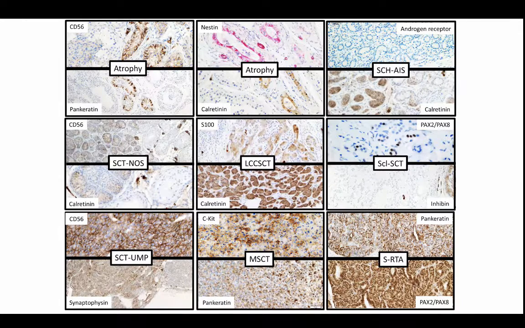Similarly, their Sertoli cell lesions show kind of a phenotype akin to the atrophic tubules, where we see gain of expression of CD56, calretinin. Large cell calcifying Sertoli cell tumor, we have a strong calretinin expression and also some S100 expression. Sclerosing Sertoli cell tumor was the only tumor that lost inhibin expression, so that's aberrant. And also showed PAX2, PAX8 expression, which is very interesting.